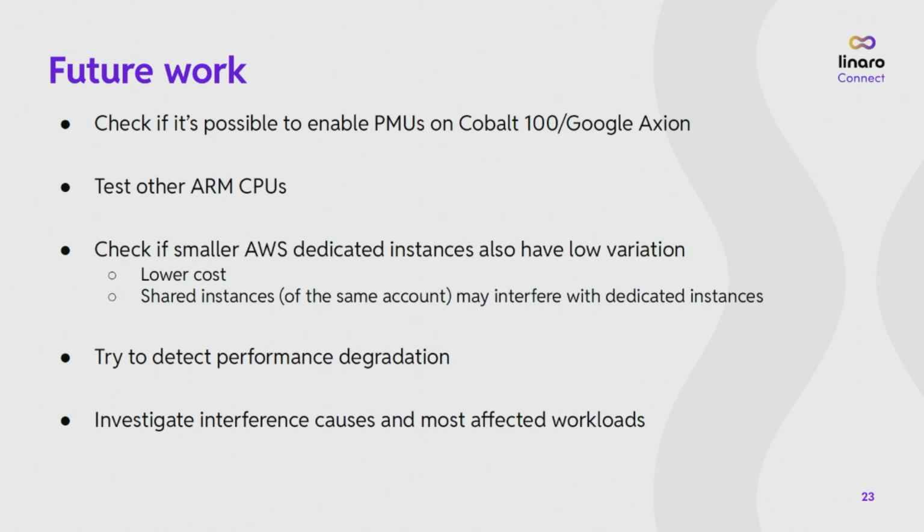Another possible line of investigation that could be helpful would be to try to detect performance degradation. And we could, for instance, invalidate a run if it was detected that the performance was severely degraded in that run. And also, it would help to do a deeper investigation of the causes of the interference and better understand why they happen and which are the most affected workloads.